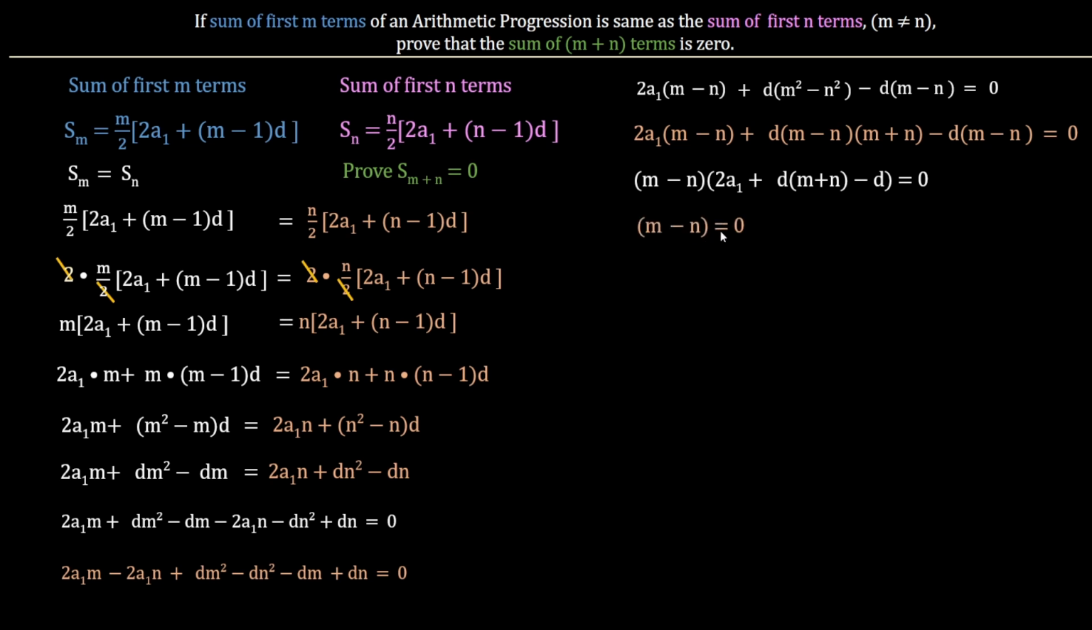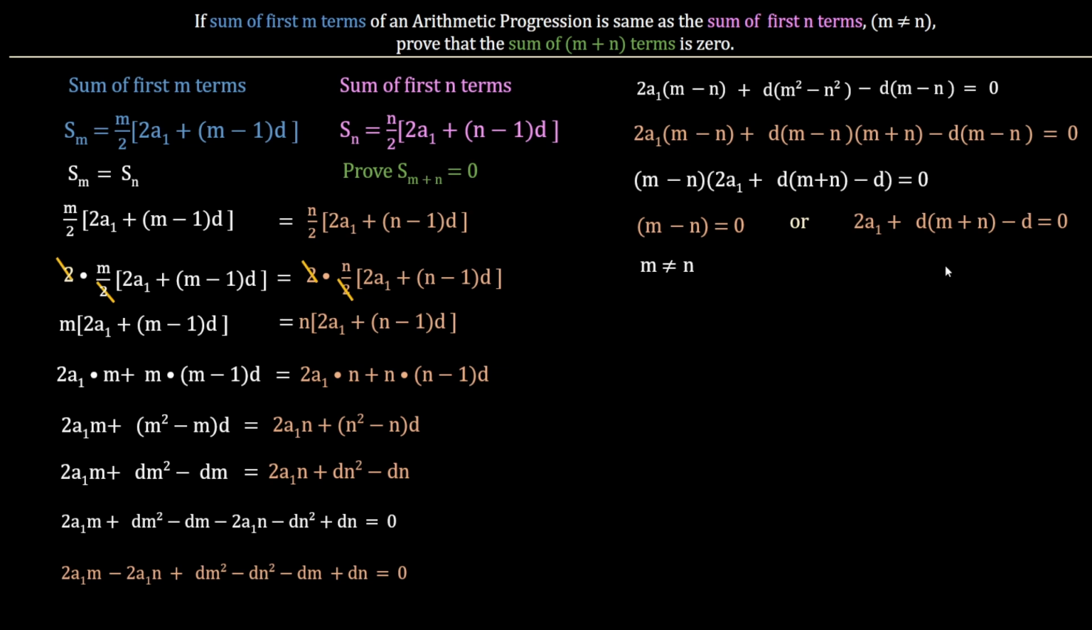So from this equation we get two equations. One is m minus n equal to 0 and another one is 2 times a1 plus d times m plus n minus d equal to 0. For the first equation, our problem is saying m cannot be equal to n. So m minus n cannot be equal to 0. Because of that, we are going to neglect this equation and work on our second equation.